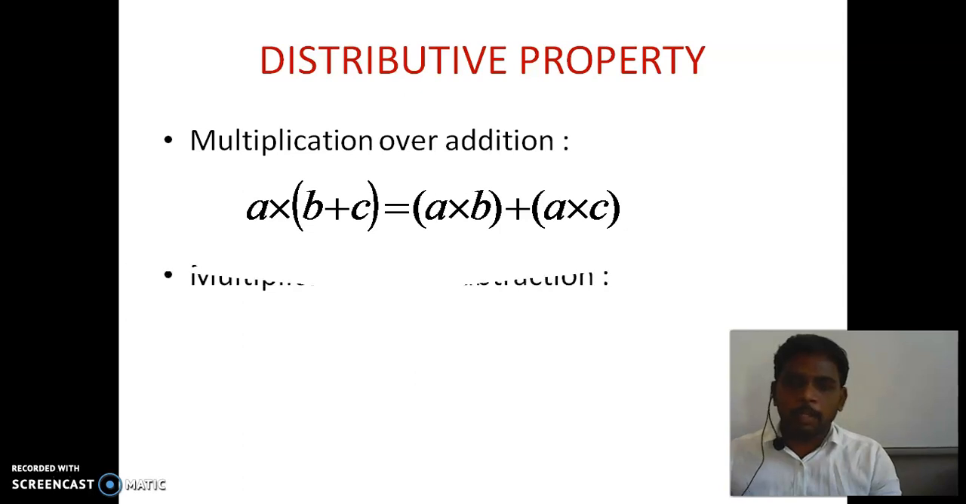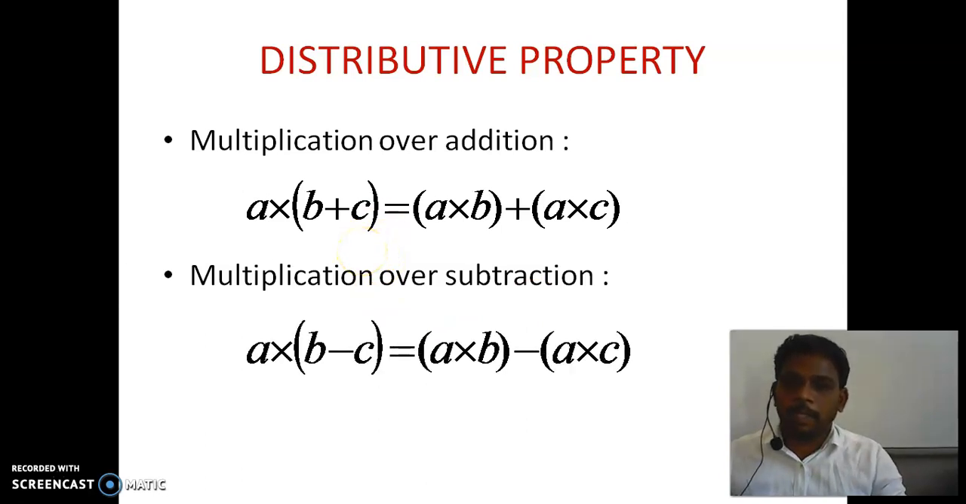And the second property is multiplication over subtraction. Instead of addition, the subtraction symbol will come. So A, B, C, and here multiplication over subtraction. If you multiply A inside, it will be A into B minus A into C. That will come like this. Now we are going to verify the distributive property with an example.